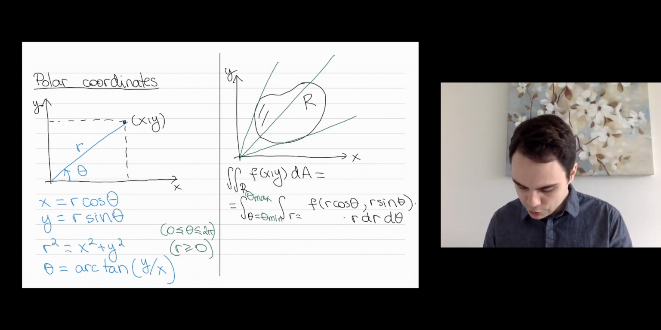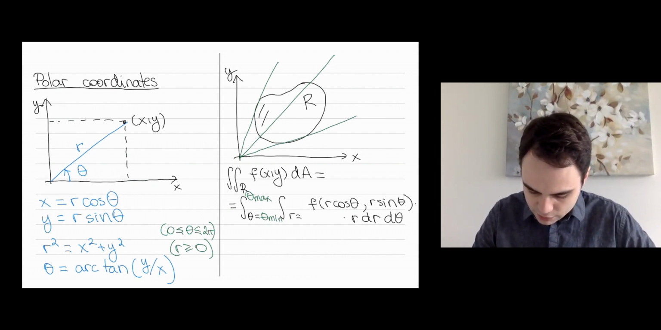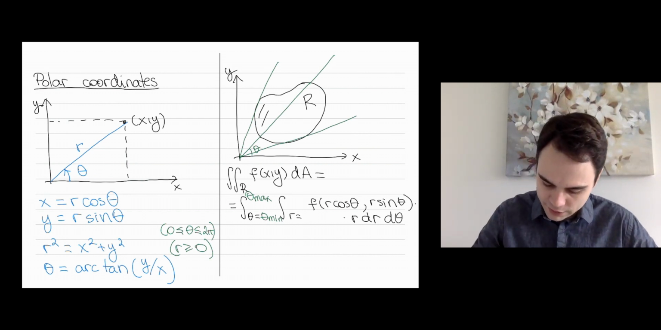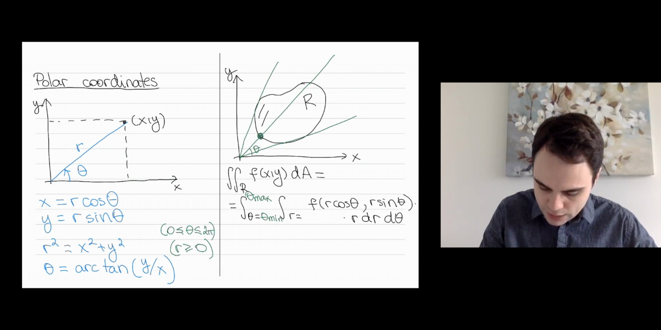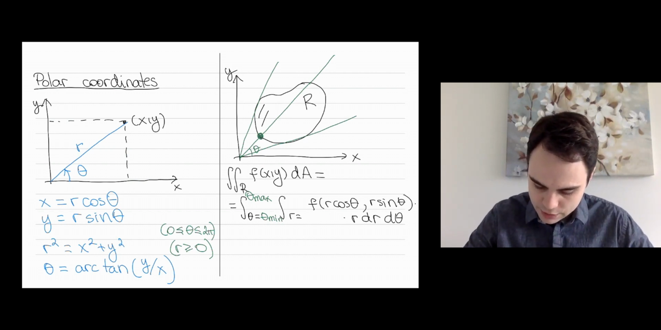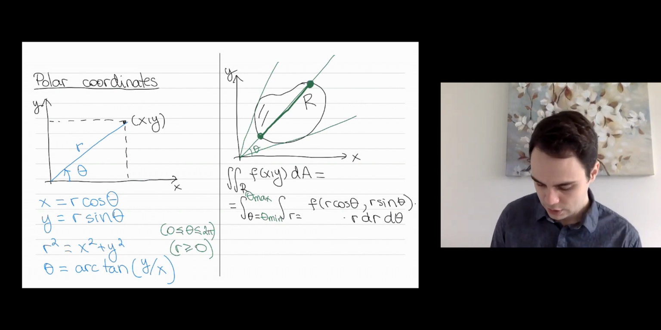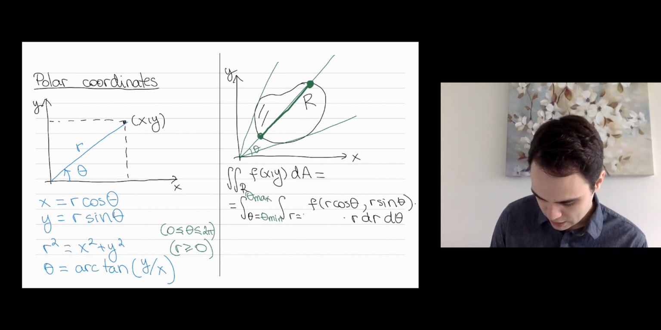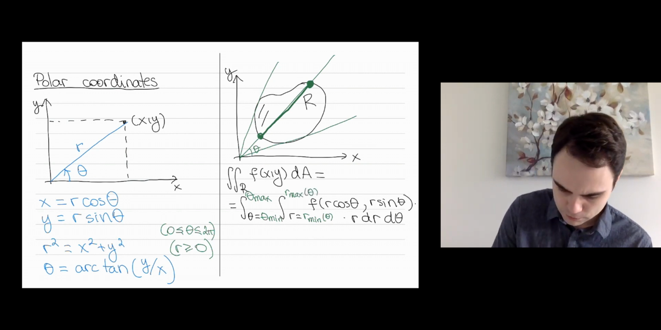Okay, but going back to the inner integral in polar coordinates, we fix an intermediate value of theta, and then we shoot out a ray with that value. The lower bound for r is the radius where you first enter the region, and the upper bound for r is the radius where you leave the region. So this is going to be r min that depends on theta, and this is going to be r max that depends on theta.